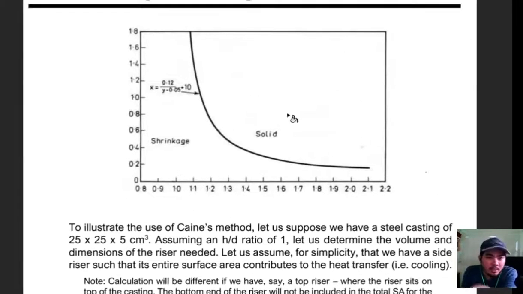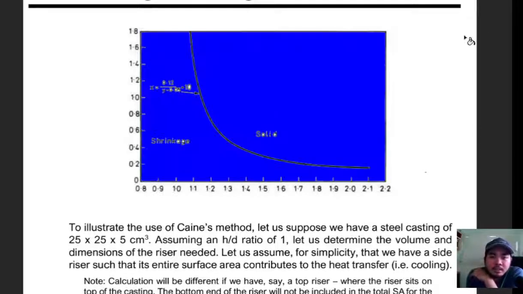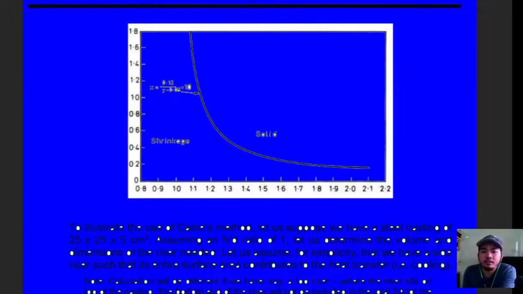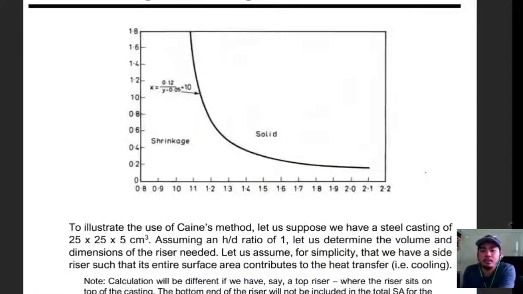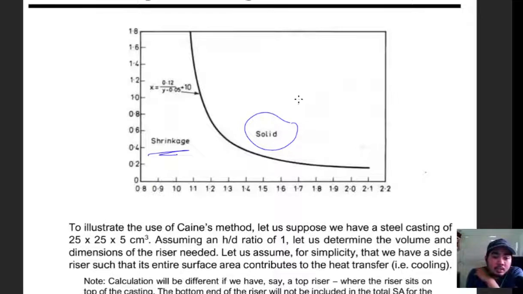So what's interesting about this graph, class, is this curve. This curve is actually the empirical equation curve. Okay? So what the curve means is that anything to the right of the curve will produce a solid casting, and anything to the left of the curve will produce shrinkages.